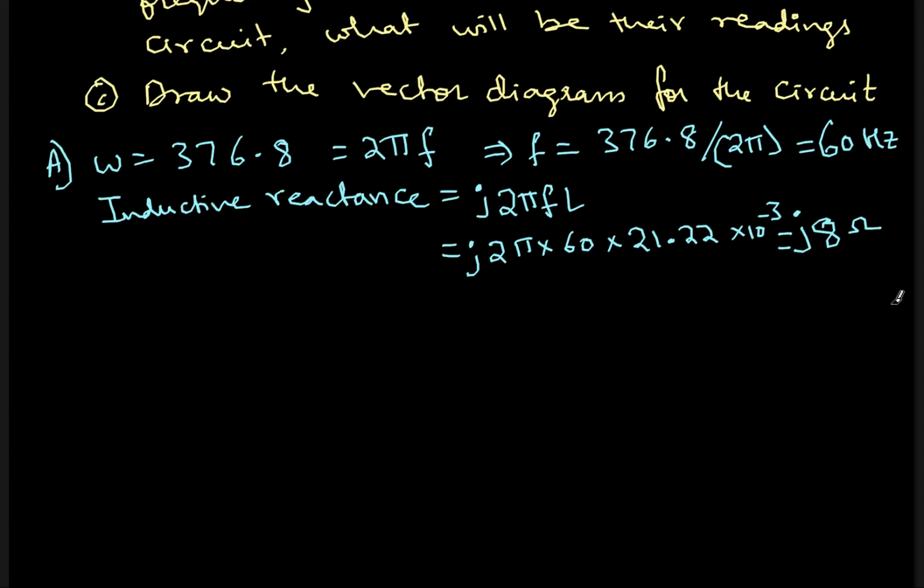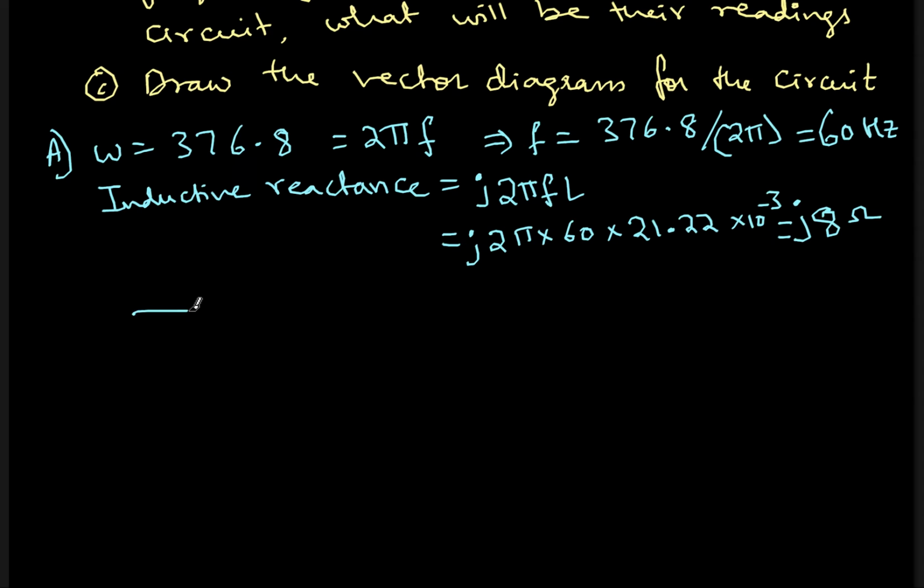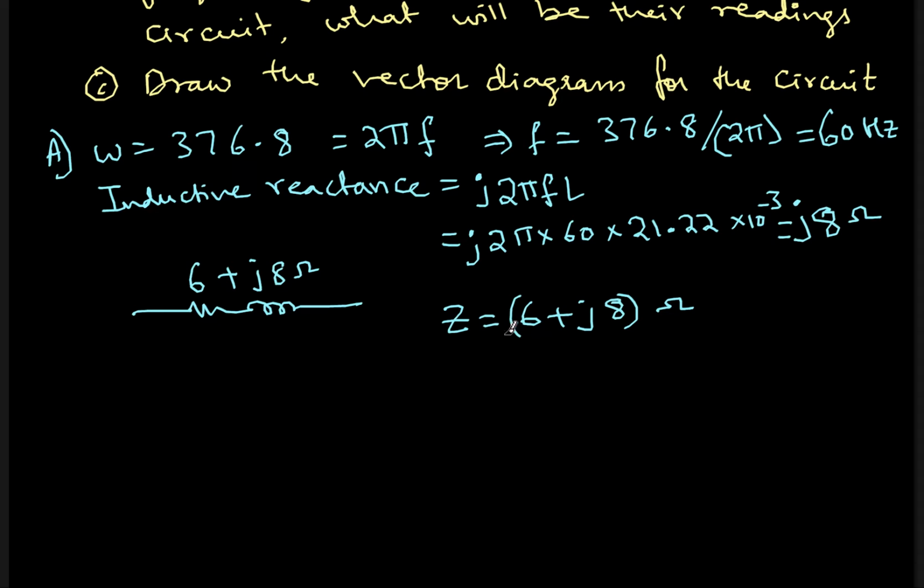So therefore, what is the total? We have a resistance and a reactance. So this is 6 ohms plus J8 ohms. My total impedance is 6 plus J8. Now this impedance is in rectangular form, so I convert this into polar form. Again, as I said, many times we are going to do rectangular to polar conversion.